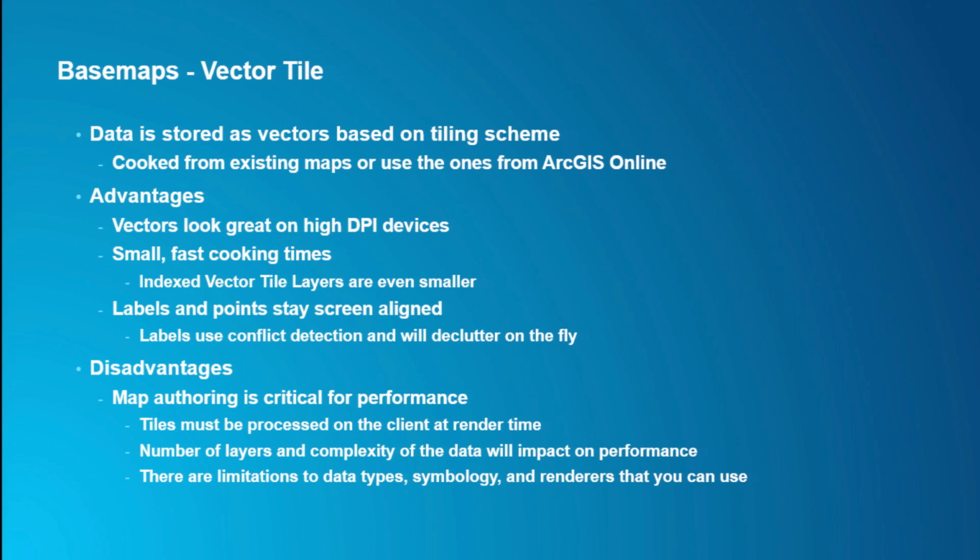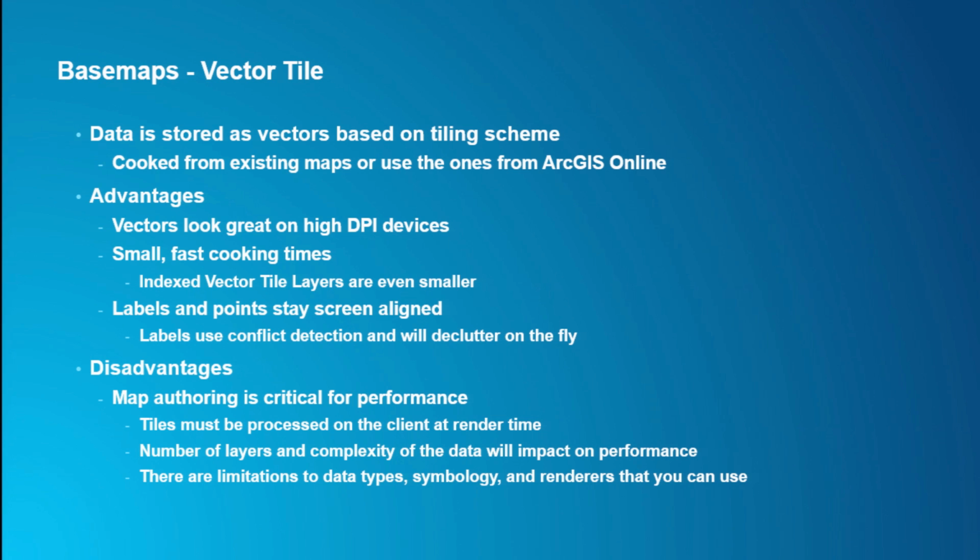Your labels and points will always stay screen aligned as you rotate your map. The downfall, though, is that your authoring is actually critical for performance, right? If you have 100 layers in your vector tile layer, that's a very different story when you're actually trying to render that, because the client actually takes that data, takes the Symbology spec that gets downloaded with the vector tile layer or is in the VTBK, and has to process all that data and render it on the fly.